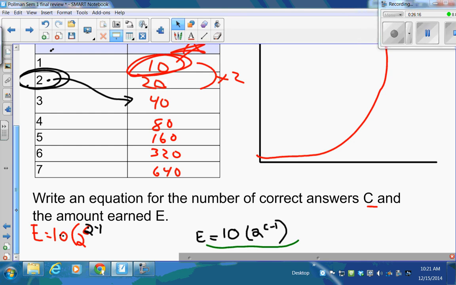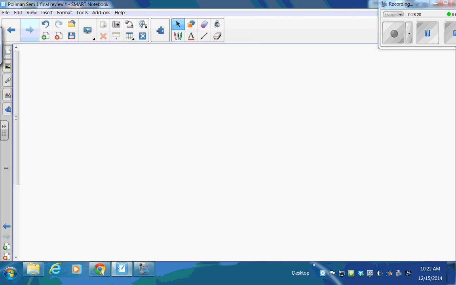Again, that's going to be on there again. That is the end of my Pollman review. I absolutely raced through that. If you have any questions, see me and look at your old tests. Most of your problems on here are from old tests.